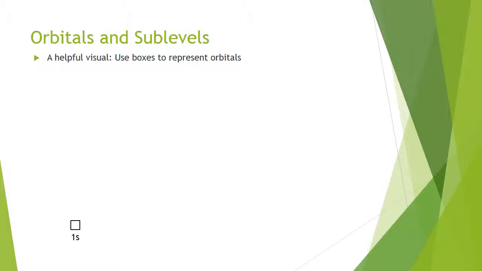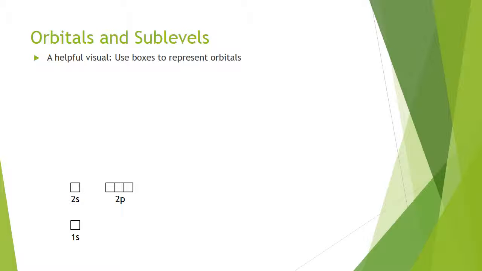Let's talk about the 1s sublevel. We just said that any s sublevel has 1 orbital. So I'm going to draw 1 box to represent that 1 orbital. Now let's go to the 2s. Well, it's an s sublevel. The fact that it's 2s makes no difference. It's an s sublevel, so it has 1 orbital. So I draw 1 box. 2p sublevel.